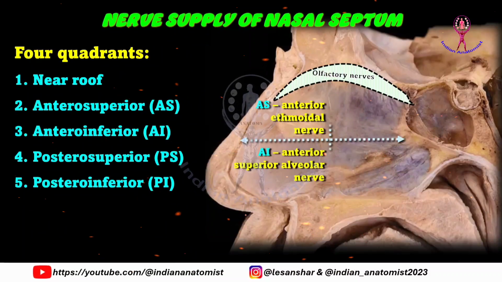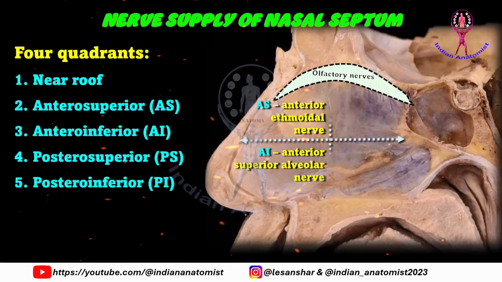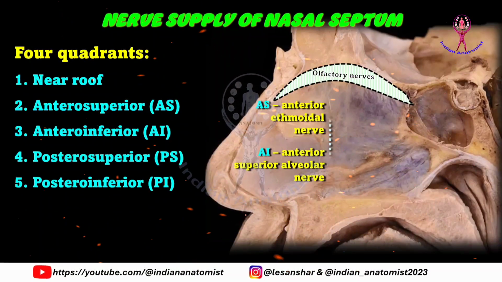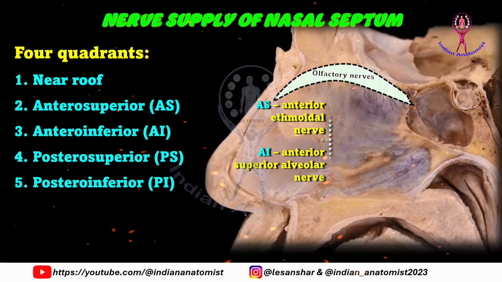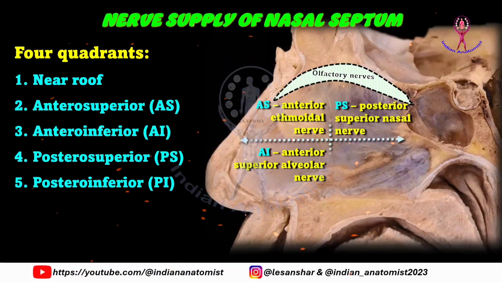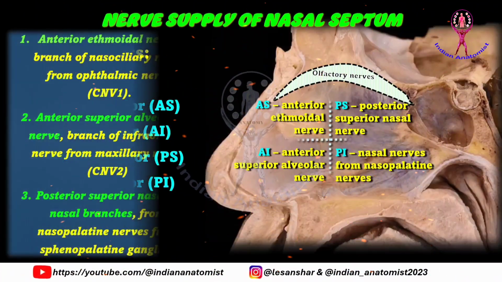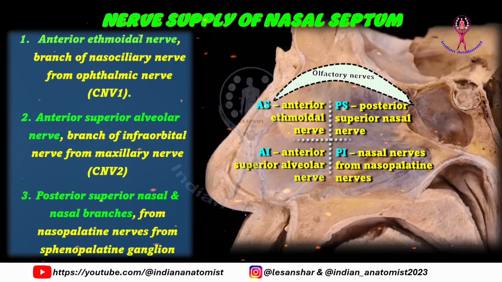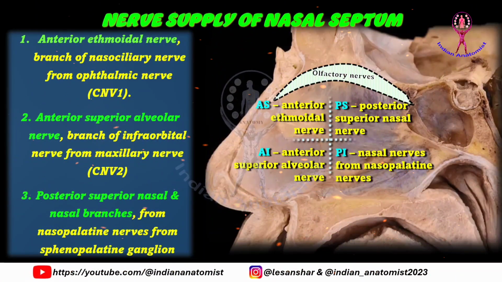3. Anteroinferior quadrant, supplied by anterior superior alveolar nerve, branch of infraorbital nerve, from maxillary division of trigeminal nerve. Finally, the posterosuperior and posteroinferior quadrants are innervated by the posterior superior nasal and nasal branches, respectively, from the nasopalatine nerves. These nerves arise from the sphenopalatine ganglion.